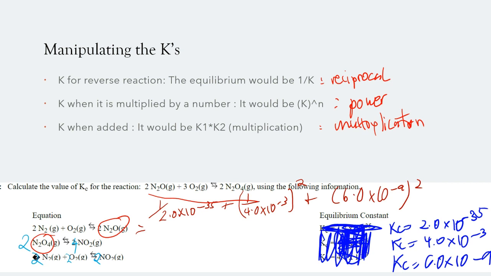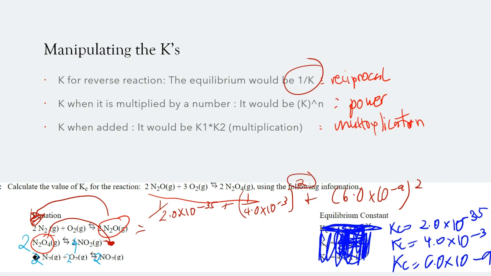And let me explain to you why again. For your equation right here, we reverse this because we want the N2O to be right here on the reverse reaction in this case. That's the reason why we did its reciprocal. In here, we reverse it because we want the N2O4 to go here in the forward, okay? And we use this first rule, okay? So that's the reason why we have 1 over 4.0 times 10 to the negative 3.